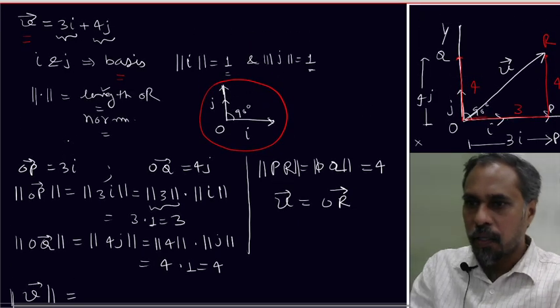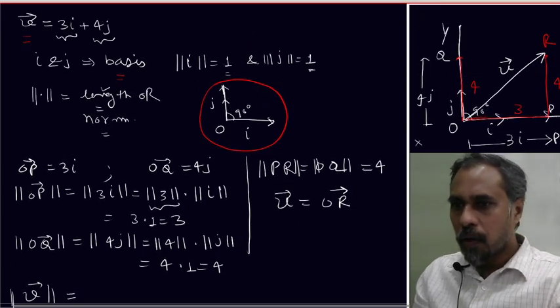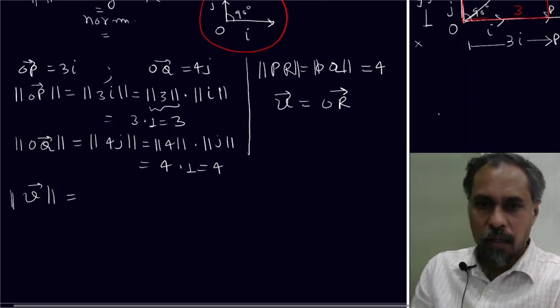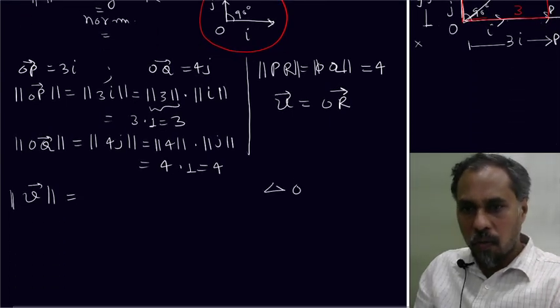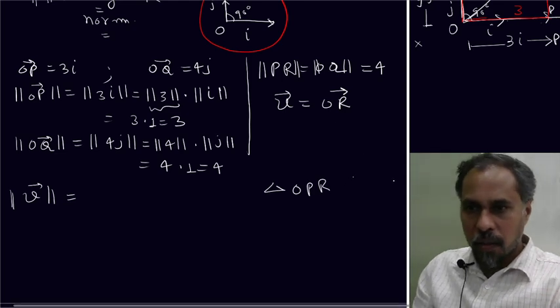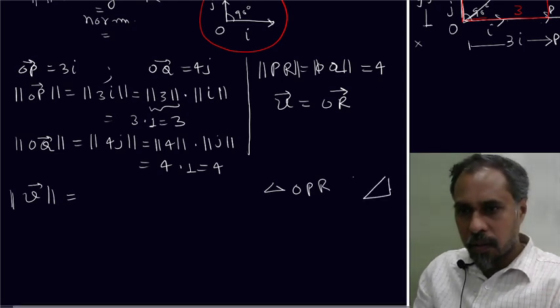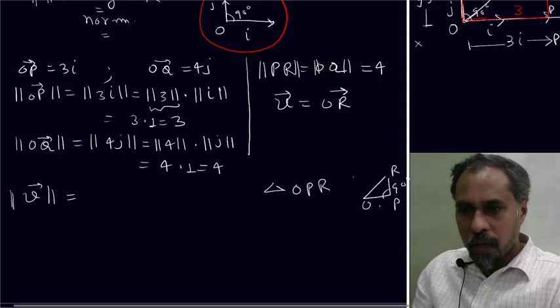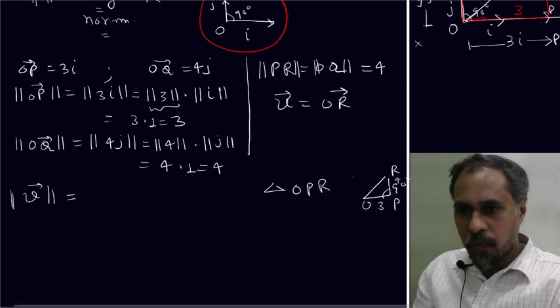If you look here, triangle OPR is a right angle triangle, where this angle is 90 degrees. This is point P, this is point R, this is point O. So this is 3, this is 4. So I can apply the Pythagoras theorem. Easily I can calculate the length of the vector V.